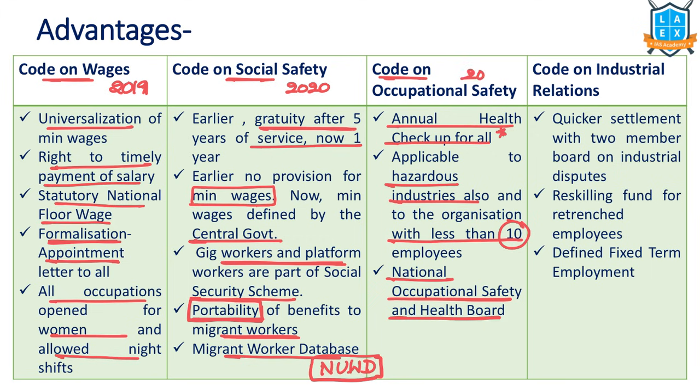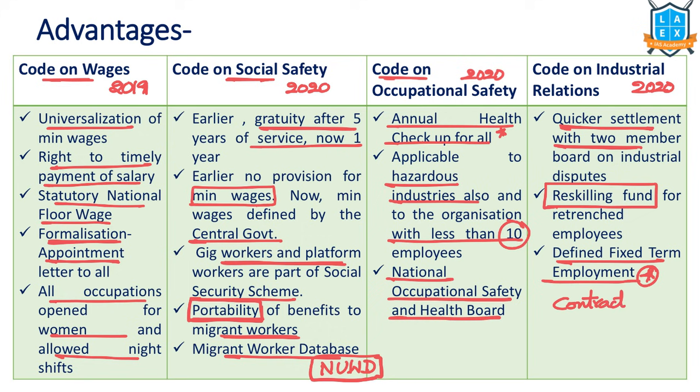Next one, this is also 2020. Next one is Code on Industrial Relations. This one proposes for quick settlement with 2-member board on industrial dispute. It provides for reskilling fund for the retrenched employees. It defines the fixed term employment. This is controversial. Fixed term employment means instead of contract employment, the employees now can be recruited through fixed term employment, 5 years, 3 years. So security of tenure would be there. But others say that fixed term employment can lead to reduction in the permanent employment.